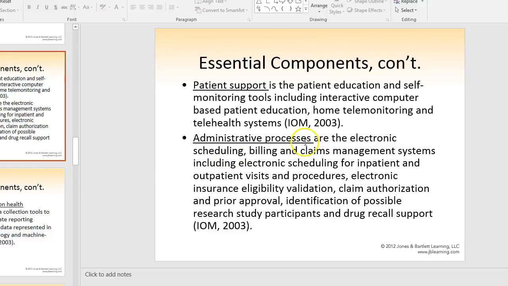Administrative processes, so electronic scheduling, billing, claims management systems, phone calls that come in from patients. Scheduling inpatient, outpatient is great. You can self-schedule yourself in terms of your staffing, and that you're constantly in real time updating what staff is available to accommodate what acuity of patients. Scheduling procedures, electronic insurance eligibility, so that's up there.